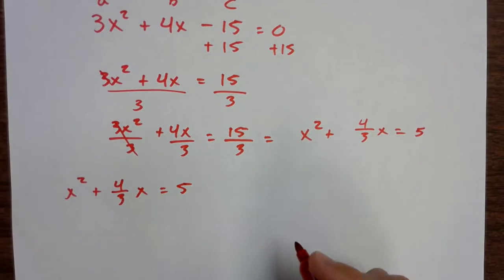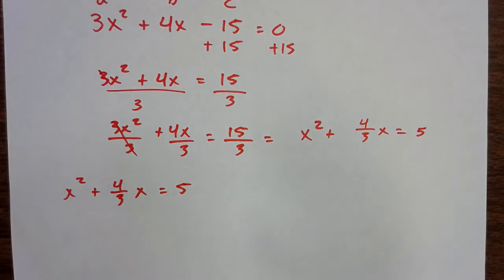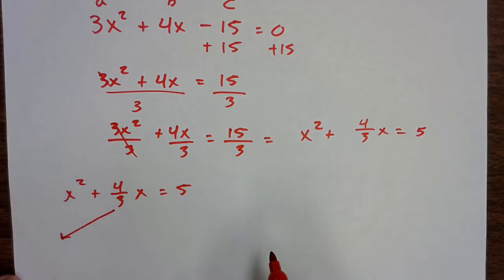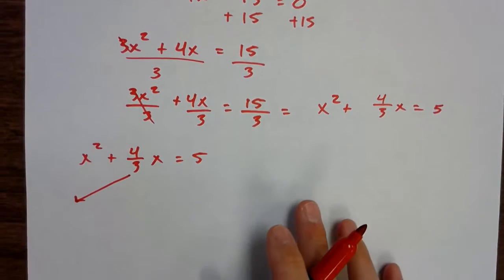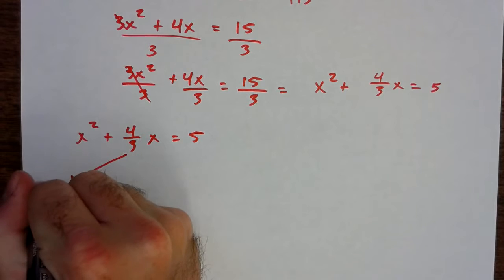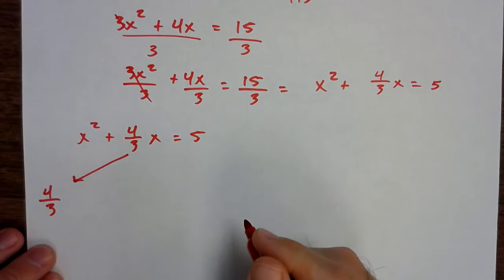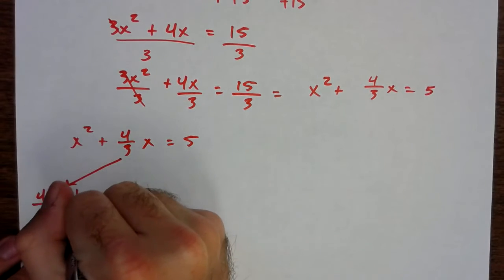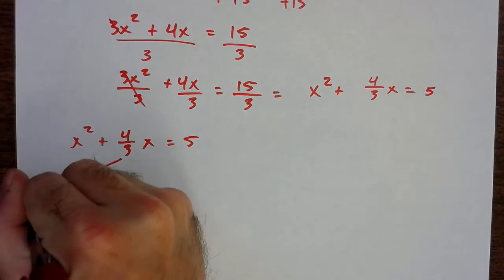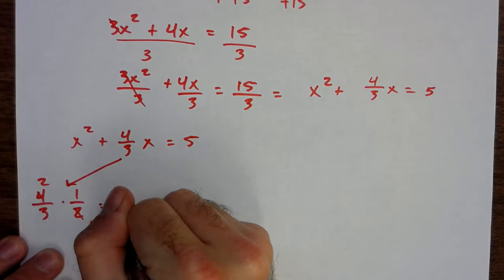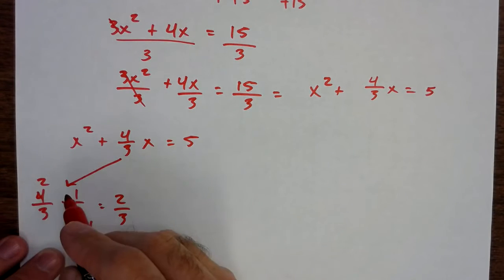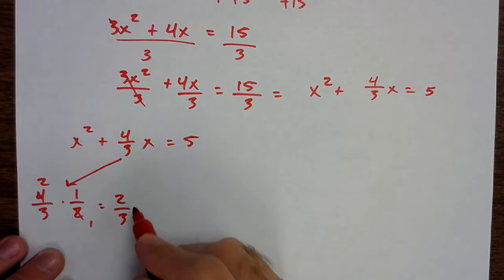My next step now is where we get into this whole idea of completing the square. What I like to do is draw an arrow. I'm going to take this b term and pull it off to the side. I'm going to divide it by 2. When we're dealing with fractions, dividing by 2 is the same as multiplying by 1/2. You can do a little canceling here. This becomes 2/3. Now I need to square this.